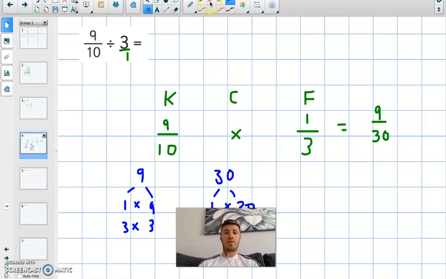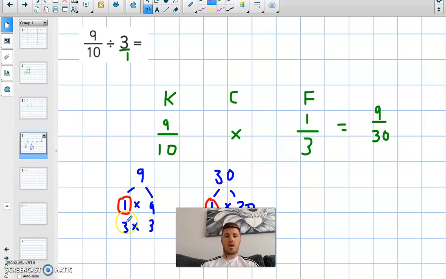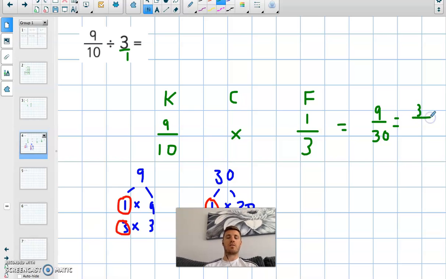So what is the highest common factor? Well, we start by looking for all the common factors. So 1 appears in both, 3 appears in both, and are there any other factors? No, so that means 3 is the highest common factor, and we need to divide the numerator and the denominator by 3. So 9 divided by 3 is 3, and then 30 divided by 3 is 10. So 9/30 can be simplified to make 3 over 10, 3/10.